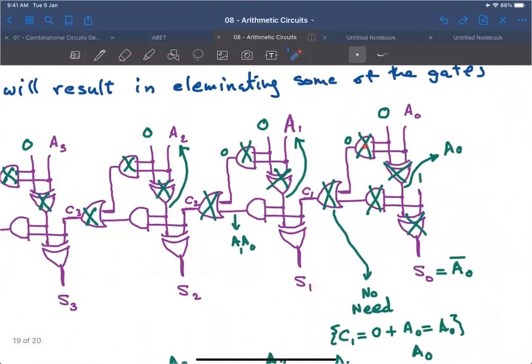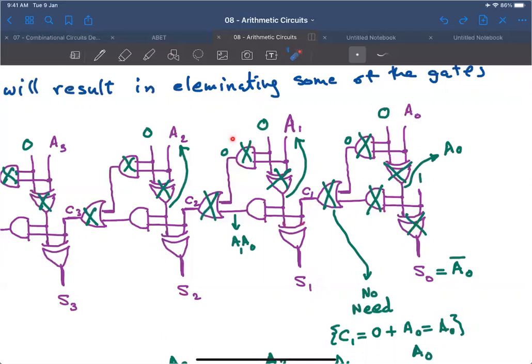Okay, so we didn't need this, nor this, nor this, nor this, nor this. So the whole thing here will become an inverter. Okay, A0 complement, and then this one will become A0. Okay, by the same discussion, we can cancel this OR gate and get A1 here. Okay, so we have A1 here and A0 here. So S1 will be A1 XORed with A0.